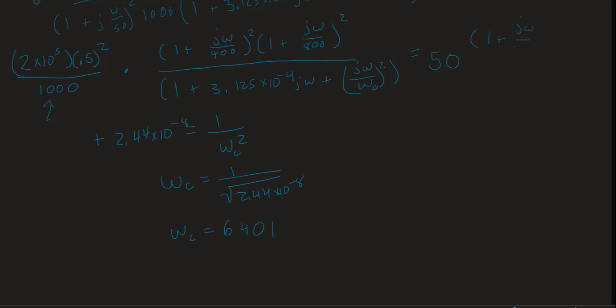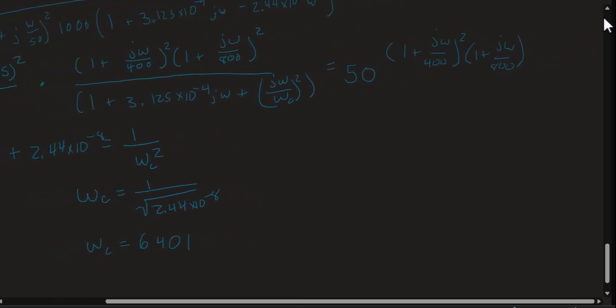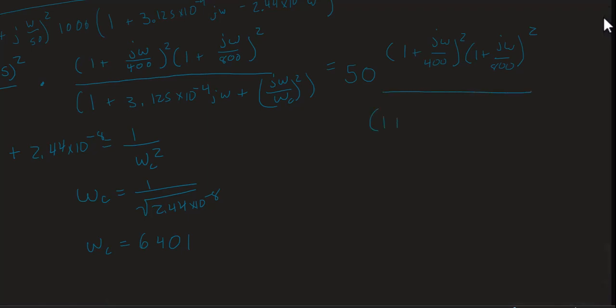50 times 1 plus j omega over 400 squared, times 1 plus j omega over 800 squared, over 1 plus 3.125 times 10 to the negative 4th j omega plus j omega over 6401 squared.